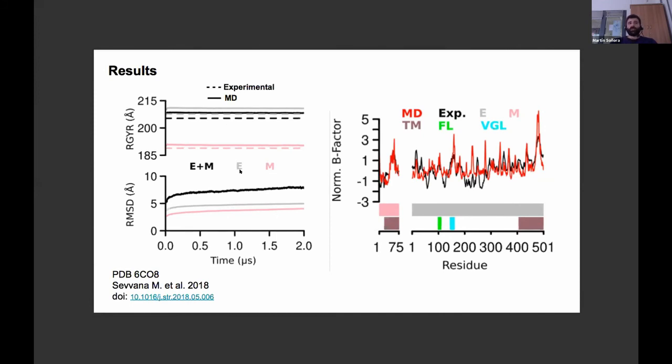In the right panel, you see the normalized B factor of envelope and membrane proteins, and the correspondence of values from experimental and simulated structures at transmembrane regions of envelope and membrane proteins is notorious, as you can see in these regions, pointing to a good quality of the protein membrane model. Moreover, the flexibility at regions triggering, for example, the infection process and the immune escape, such as the fusion loop here in green and the variable glycosylation loop in cyan, is very well reproduced too.